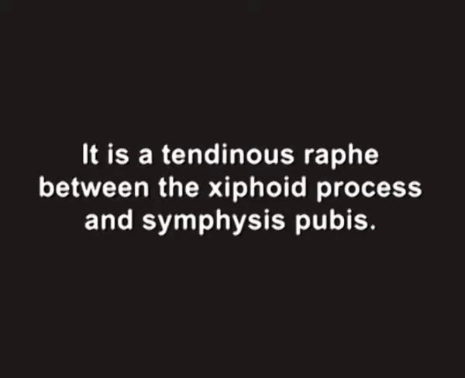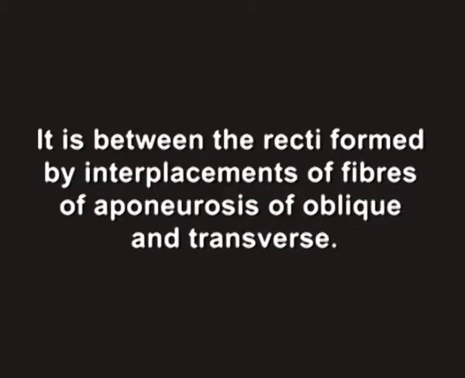Linea alba. It is a tendinous raphe between the xiphoid process and symphysis pubis. It is between the recti, formed by interlacement of fibers of aponeurosis of oblique and transverse.